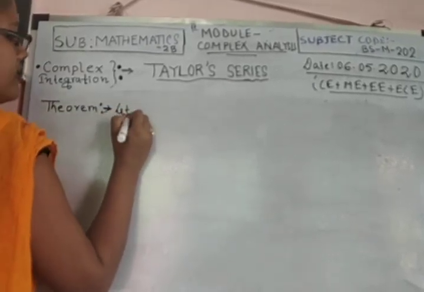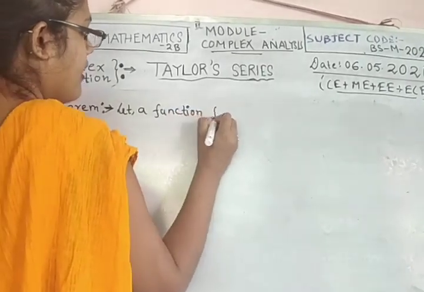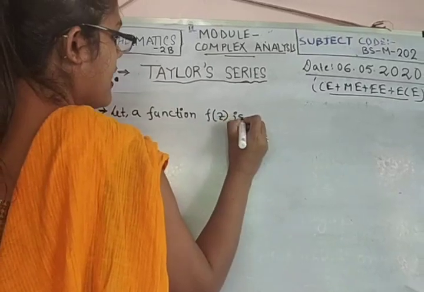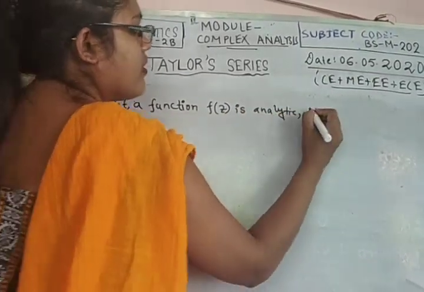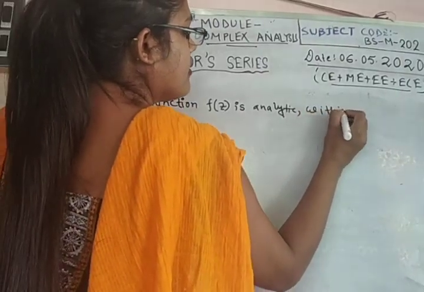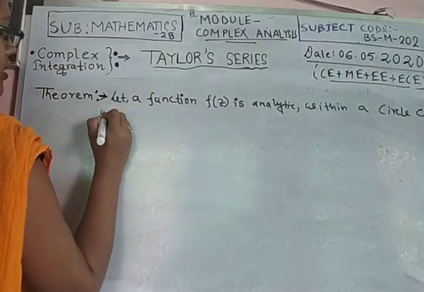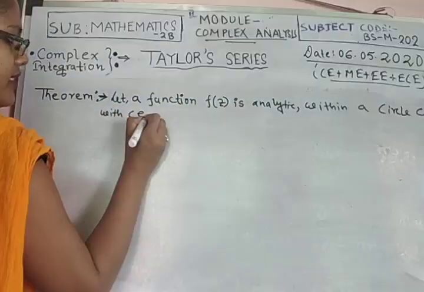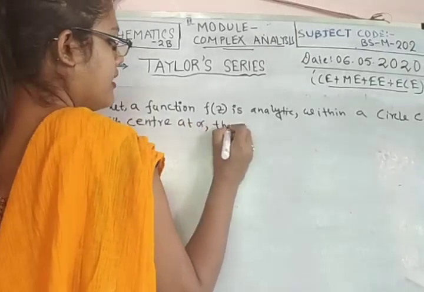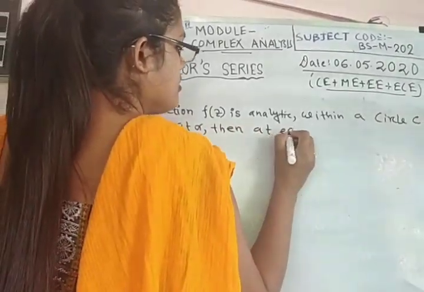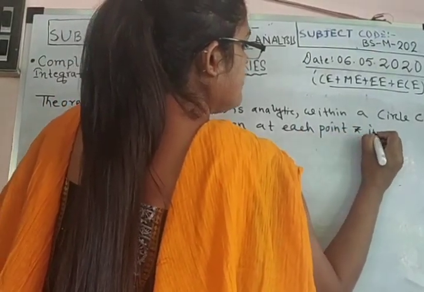Let a function f(z) be analytic within a circle C with center at alpha, then at each point z inside C.